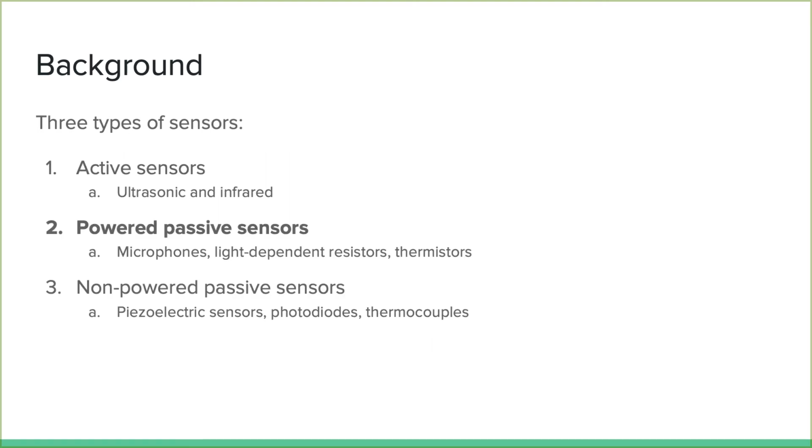Finally, I'm defining three different types of sensors that we're looking at here. The first is an active sensor. These are ultrasonic and infrared. These emit something and receive it back. We also have powered passive sensors such as mics and thermistors. These require power but only receive signals.